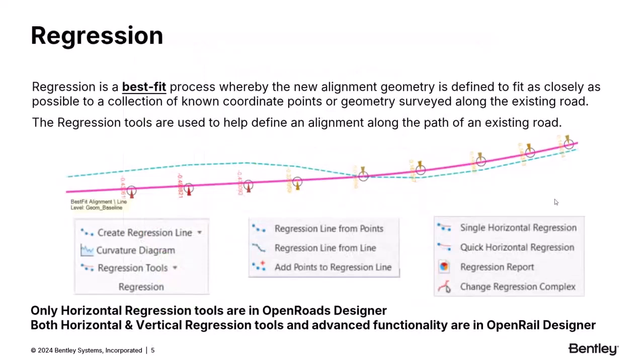So let's first just define what regression is. Not everybody's familiar with this term, regression. Regression is a best fit process where the new alignment geometry is defined to fit as closely as possible to a collection of known coordinate points or geometry surveyed along the existing road, right? So these regression tools help us define an alignment along an existing piece of geometry or through some existing points. Typically, this is going to be used when you're trying to define some type of best fit alignment along a centerline, most likely, right?